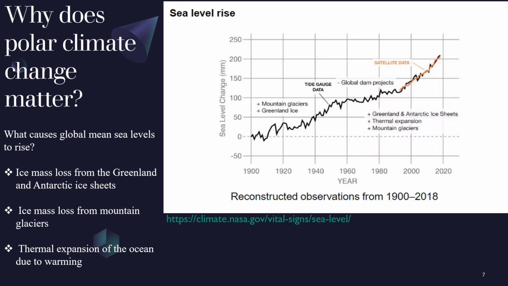But with the ice sheets, currently in the world we have two ice sheets, which are the Greenland ice sheet and the Antarctic ice sheet. When these two ice sheets melt, they contribute to the rise of the level of the ocean. So here, this is a diagram from NASA, and it represents how the sea has been rising from 1900 to 2018.